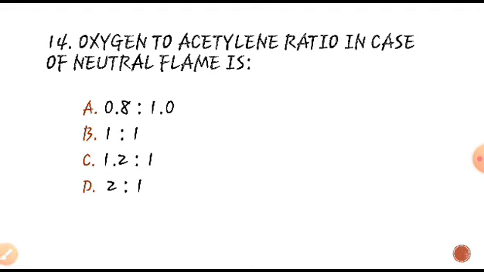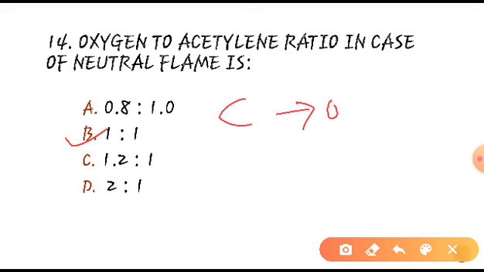Question number 14. Oxygen to acetylene ratio in case of neutral flame is: option A 0.8 to 1, B 1 to 1, C 1.2 to 1, D 2 to 1. For neutral flame it is 1 to 1. And remember, carburizing is 0.9 to 1 and oxidizing is 1.2 to 1.